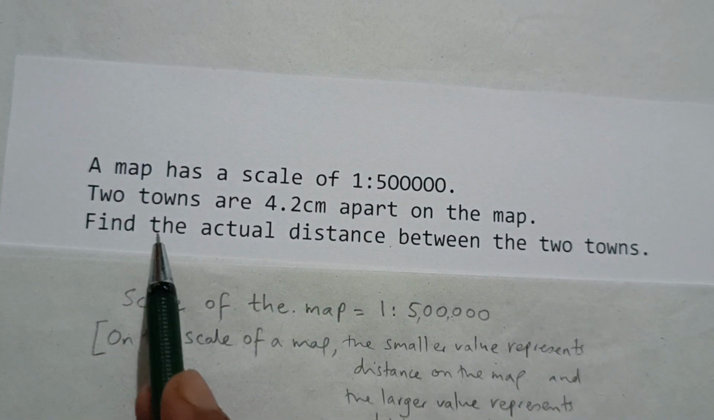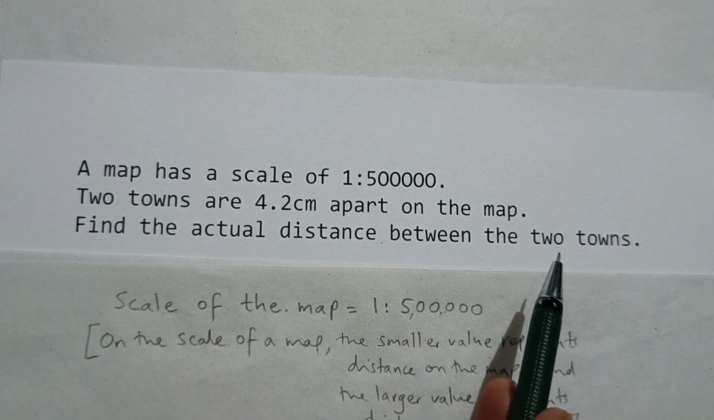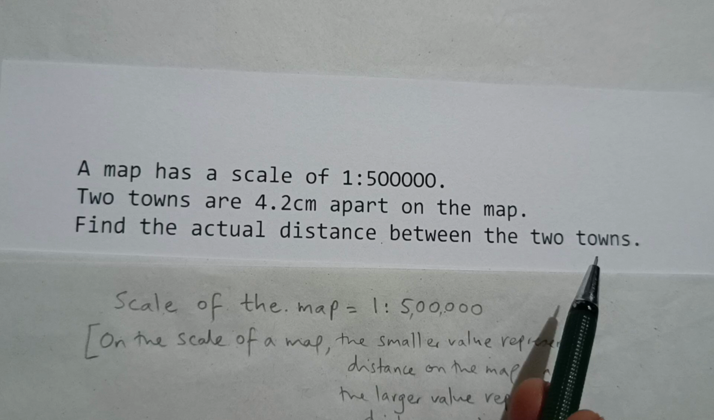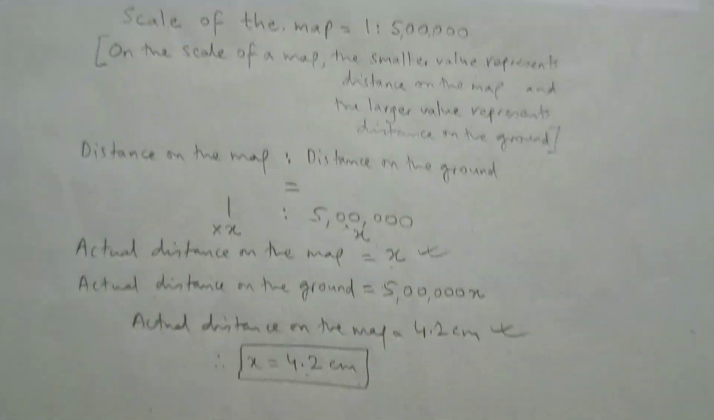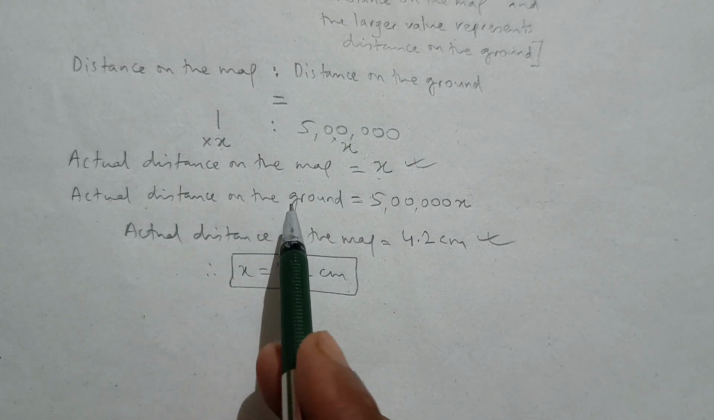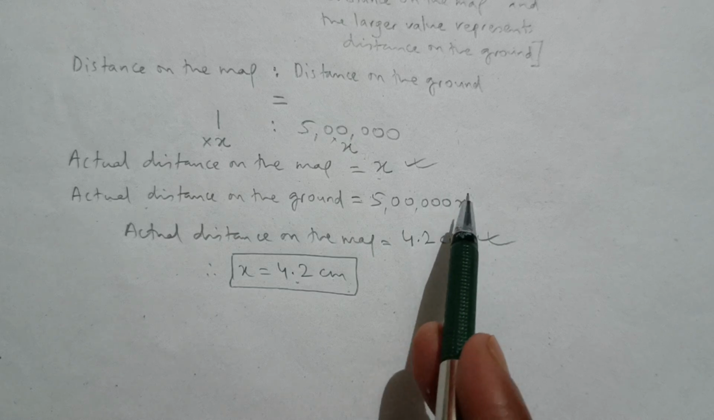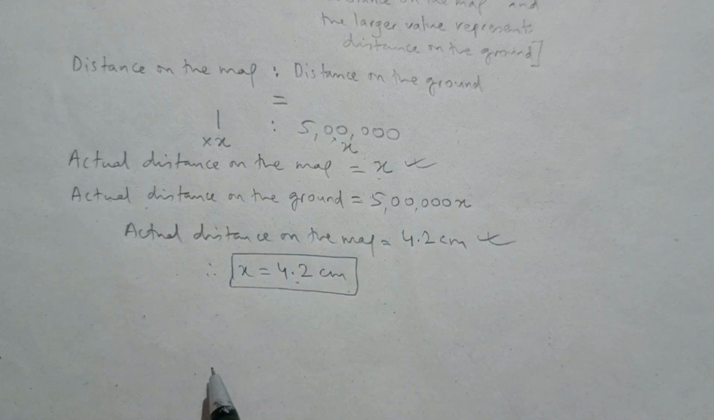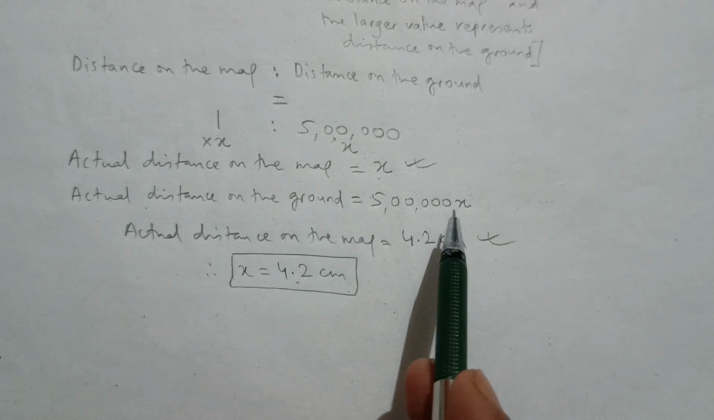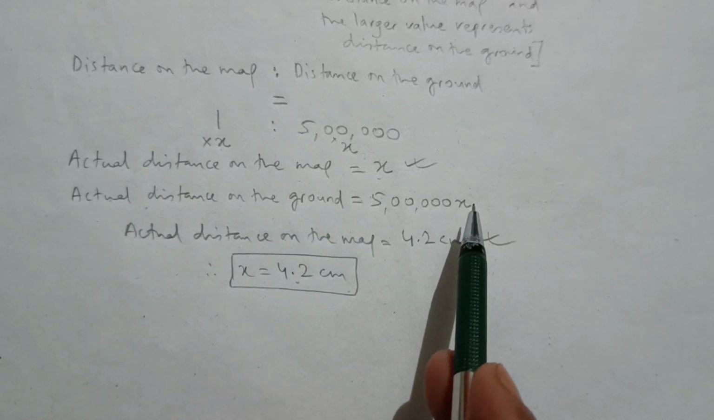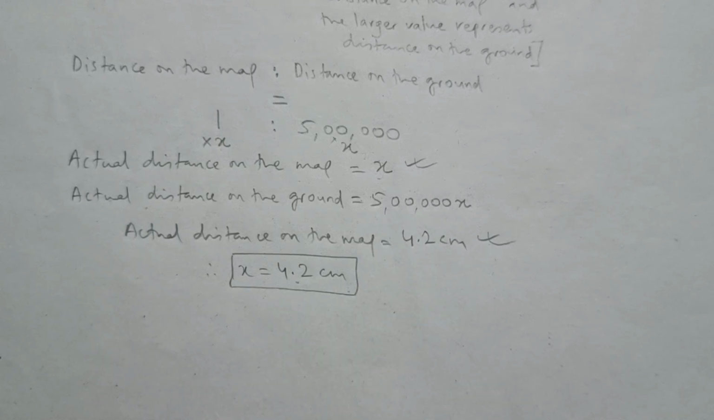Now we have to find out the actual distance between the two towns on the ground. Actual distance on the ground is 5 lakh x. And I have just now found out the value of x. x is 4.2 centimeter. So actual distance on the ground is 5 lakh multiplied by 4.2 centimeter.